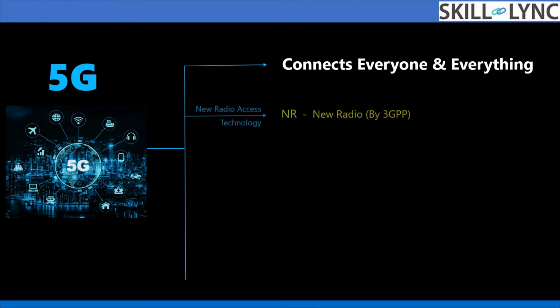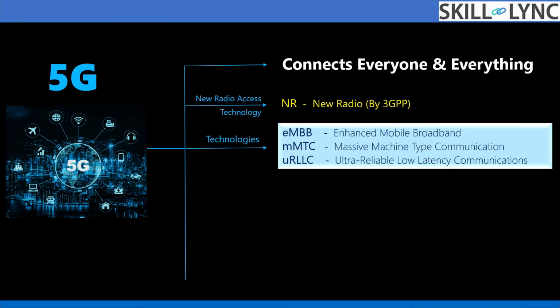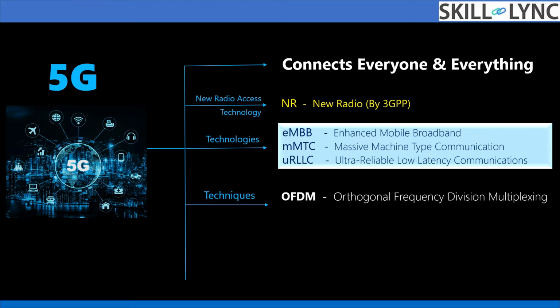5G uses a new radio access technology called the New Radio (NR), which was developed by 3GPP. 5G uses new technology standards eMBB, mMTC, and URLLC. Like 4G, 5G also uses OFDM, orthogonal frequency division multiplexing. The big changes in comparison with previous technologies are beamforming and massive MIMO, where a large set of antennas are used. 5G is not an upgrade to 4G, but is in a league of its own.